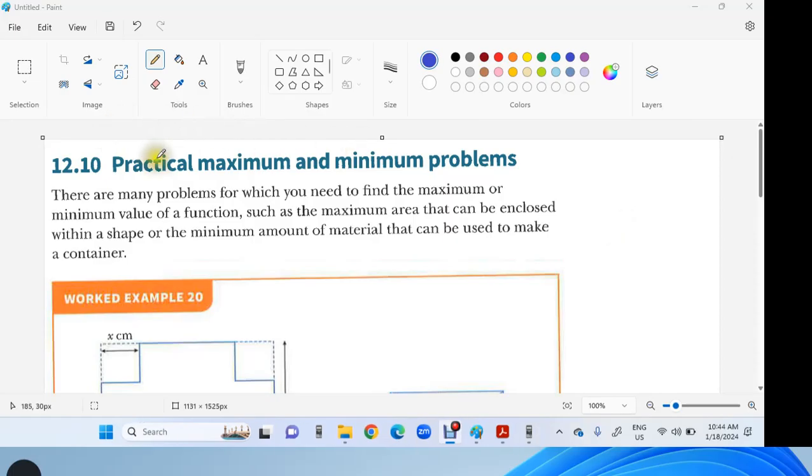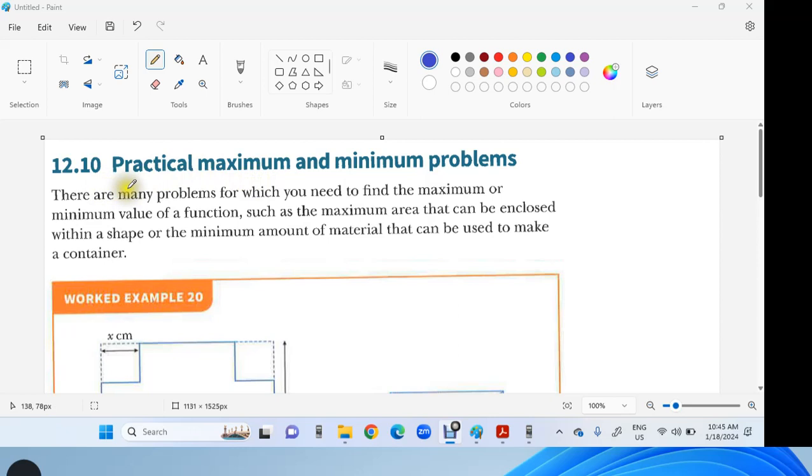So 12.10, practical maximum and minimum problem. In 12.9, we learned how to find the maximum point and minimum point. To find the maximum point and minimum point only is pointless. We find the maximum and minimum value so that we can solve a real life problem. Okay, it is practical.